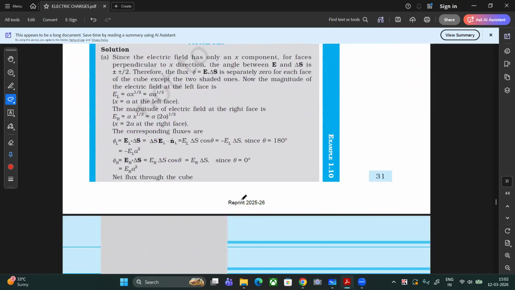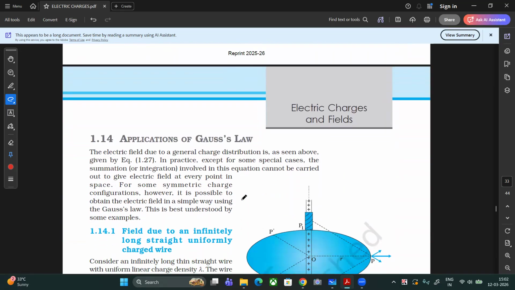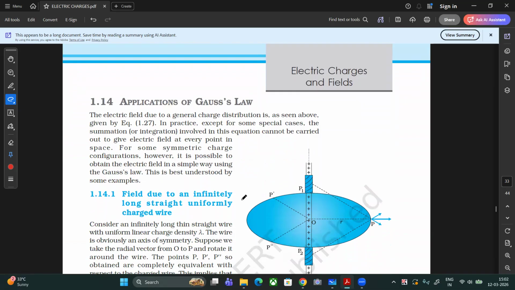Yeah. So the next topic is the applications of Coulomb's law. After this, the topic is over, and we can quickly revise all the chapters. The first application is the field due to an infinitely long, straight, uniformly charged wire.